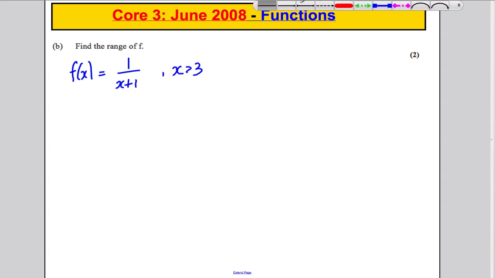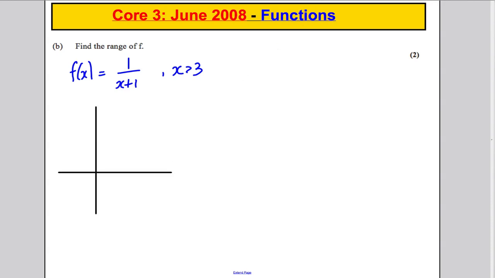So what does this graph look like? To find the range of anything, draw its graph. 1 over x plus 1, well that's like 1 over x, which looks something like this here. But it's been shifted left by 1, like that. So it actually asymptotes at -1 here.